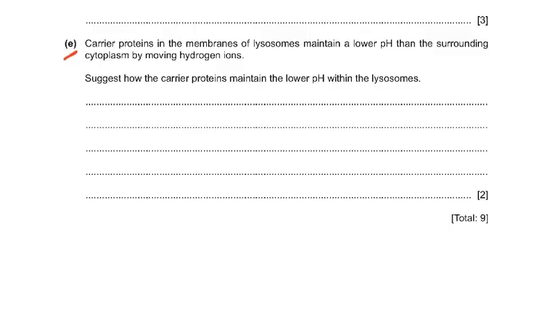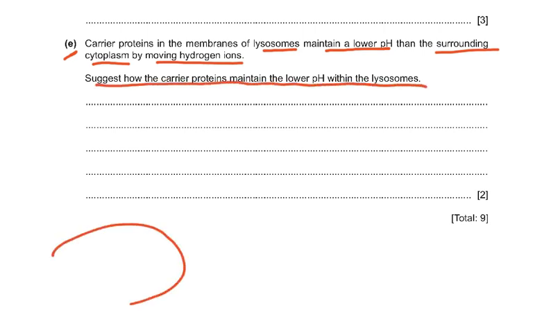Now coming to the last part of the question, and the last question that ends this paper. Carrier proteins in the membranes of lysosome maintain a lower pH than the surrounding cytoplasm by moving hydrogen ions. Suggest how the carrier protein maintains a lower pH within the lysosome. This is the lysosome and we have a lower pH. Means there are more hydrogen ions. You know, pH is power of hydrogen.